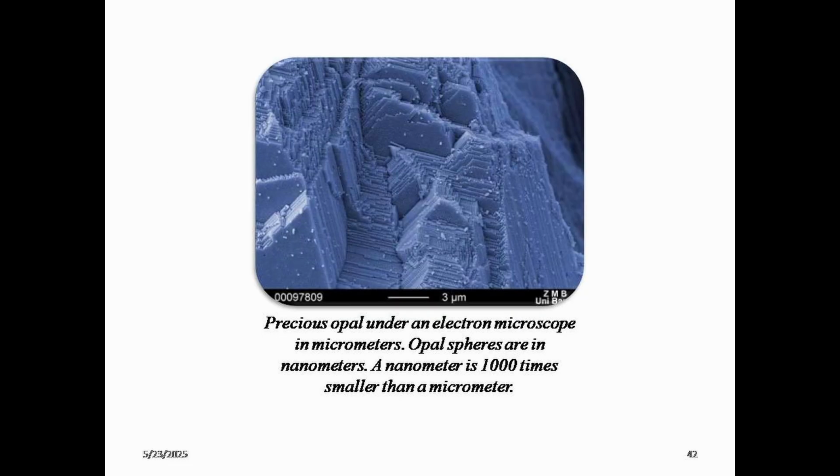Precious opal under an electron microscope is measured in micrometers. Opal spheres are in nanometers. A nanometer is 1,000 times smaller than a micrometer.